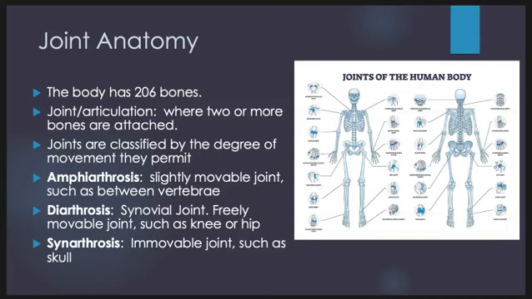With these joints, we have different ranges of motion. For example, knees or elbows are like hinge joints. They can only flex or extend. Hips or shoulders have greater range of motion, such as flexing, extending, abducting, adducting, or circumducting. We also have synarthrosis, which is an immovable joint such as the skull.